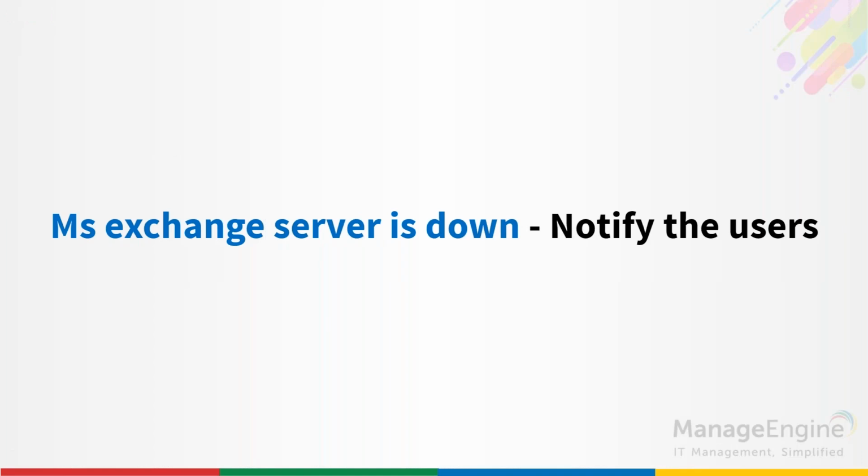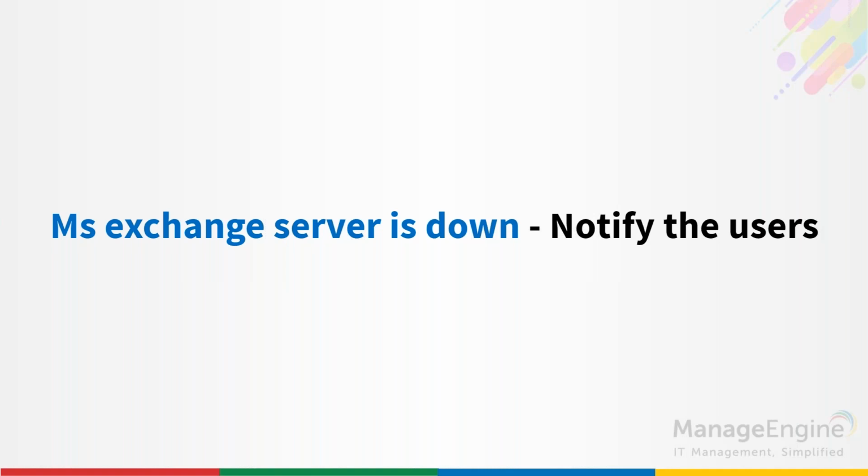All right. So that is the third scenario, and let's move to the last scenario, which is: if a Microsoft Exchange server is down, how to notify the users. This is again a very critical scenario for an IT administrator. In case a Microsoft Exchange server is down, end users will not be able to send any emails, so they will automatically try to contact the help desk technicians and they will be bombarded with phone calls.